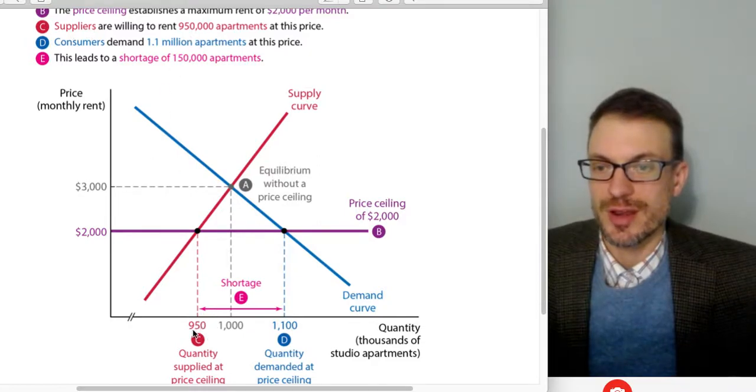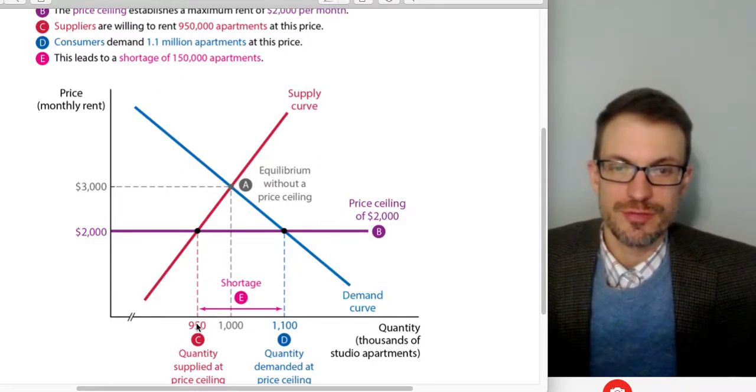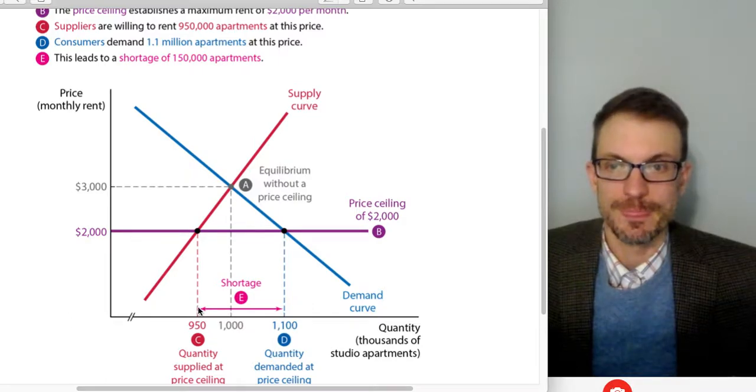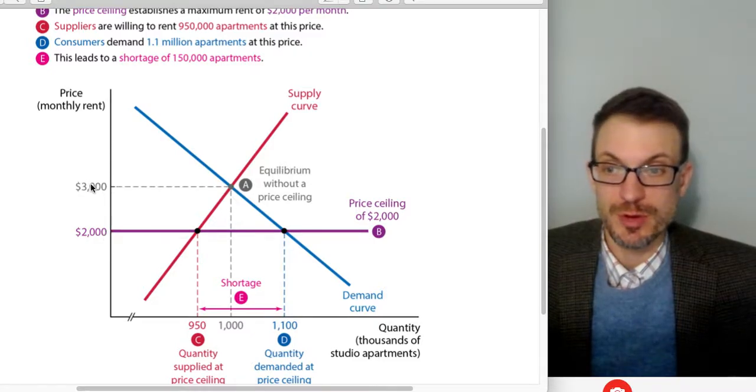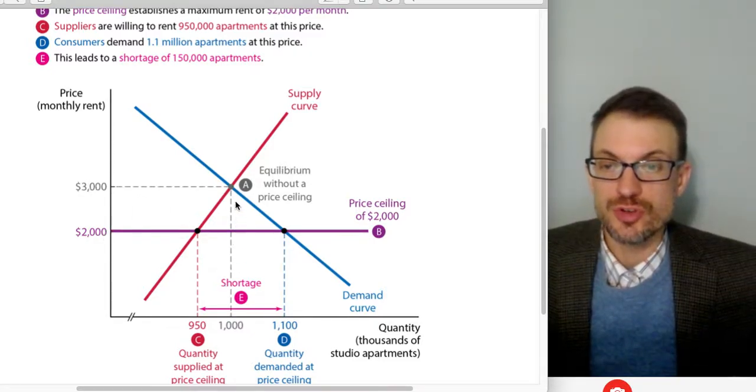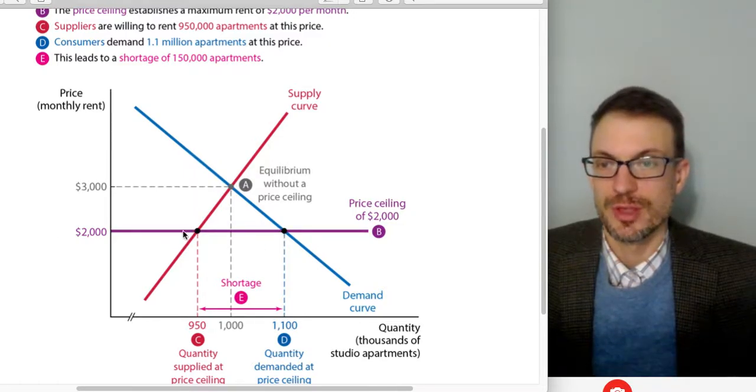Suppliers are willing to rent 950,000. That's the quantity supplied at the price ceiling. We get a shortage because the quantity demanded exceeds the quantity supplied, right? The actual price is going to be $2,000. The actual equilibrium would be $3,000. There would be no shortage at a price of $3,000, but there is a shortage at the price of $2,000 because you've got a lot more people wanting to rent an apartment than you have sellers wanting to make apartments available. So this leads to a shortage of 150,000 apartments.